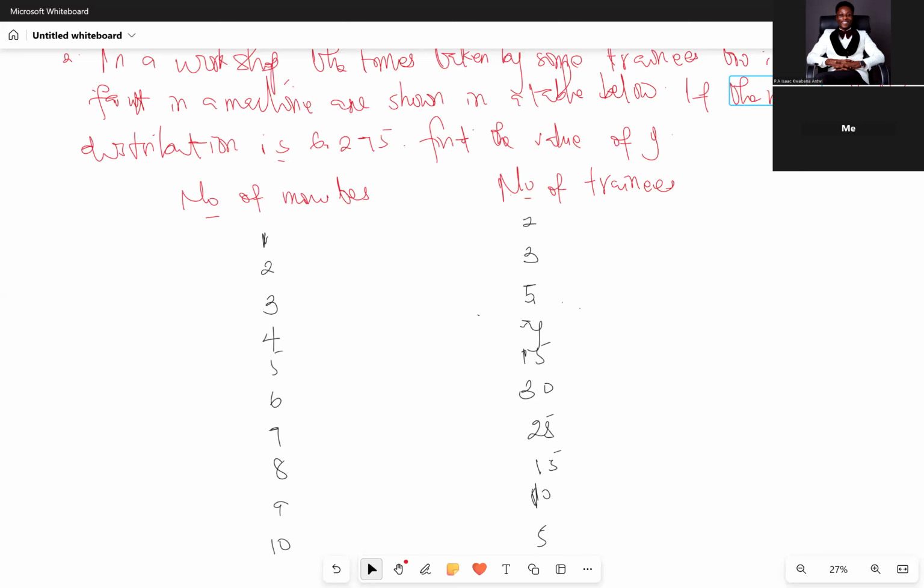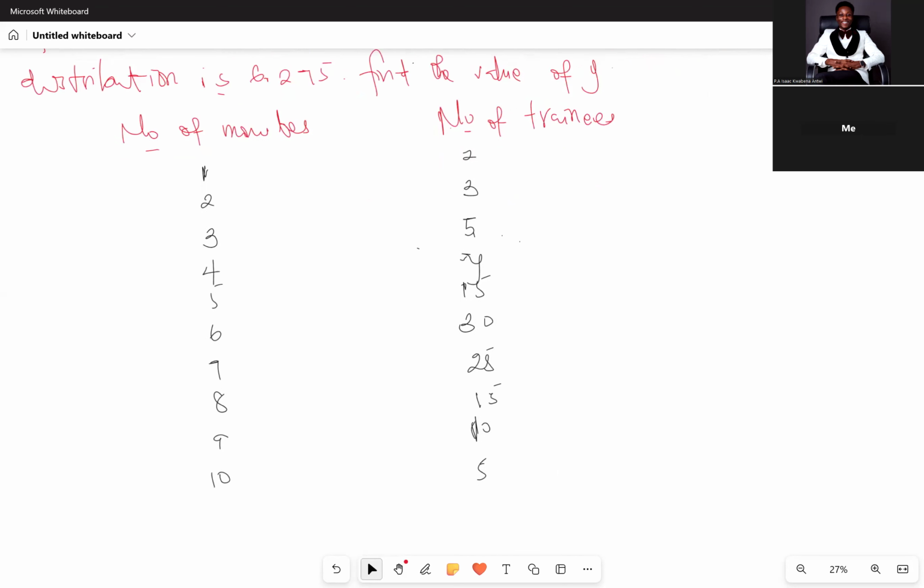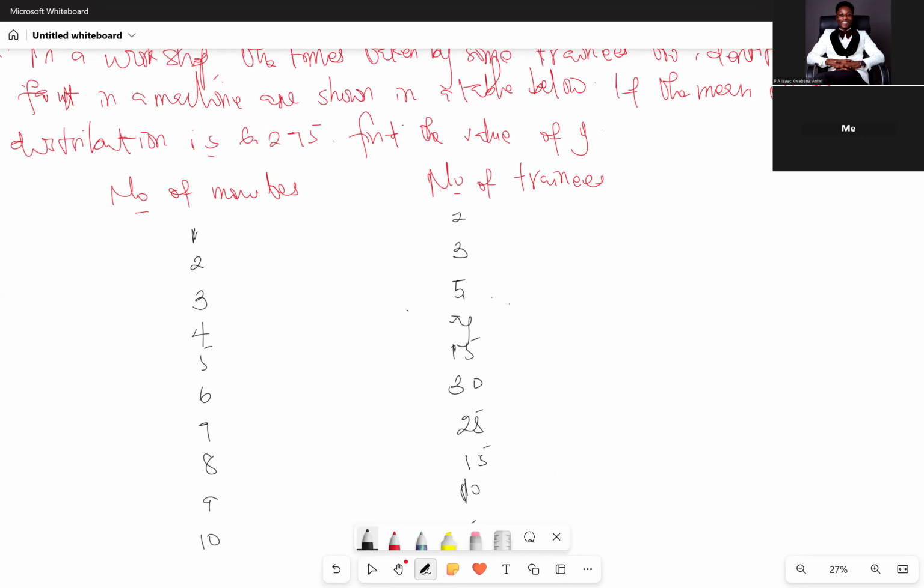Right. So what I'm trying to say is that you create a column for fx. Ordinarily I have to rewrite the question, but because of my battery life, I'll just continue. So 2 times 1 will be 2. 3 times 2 will be 6. You have to indicate that this is x. 5 times 3 is 15. 4 times y is 4y.